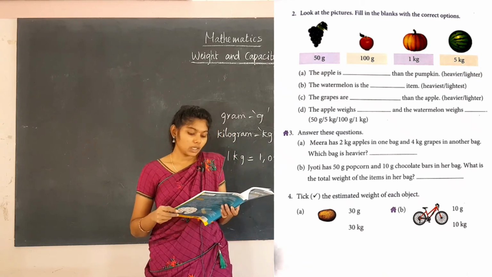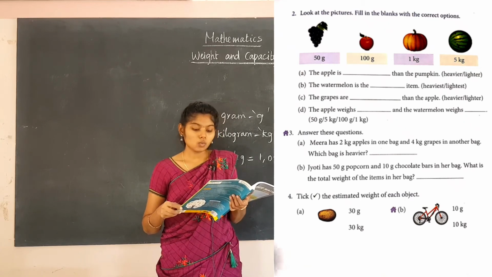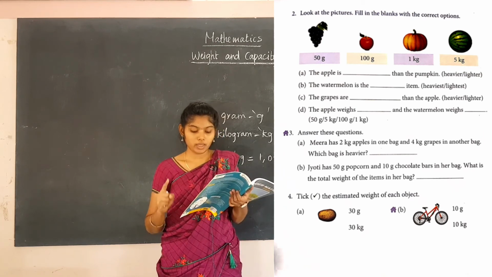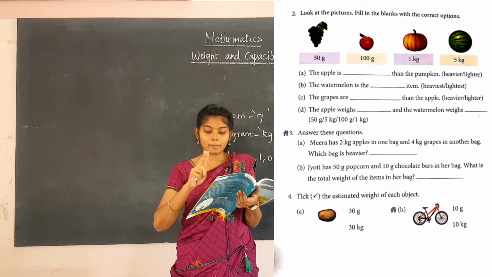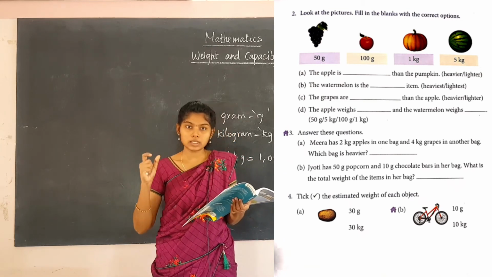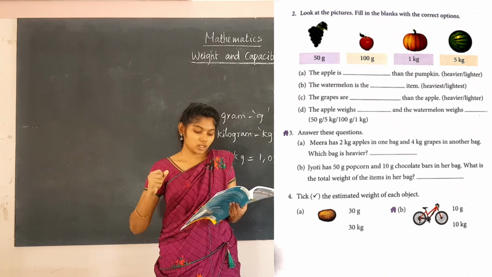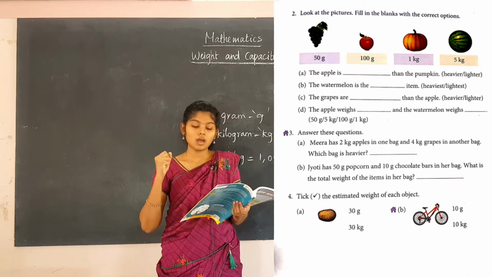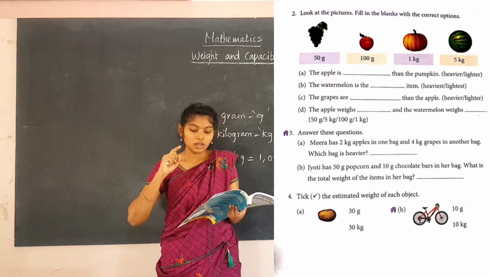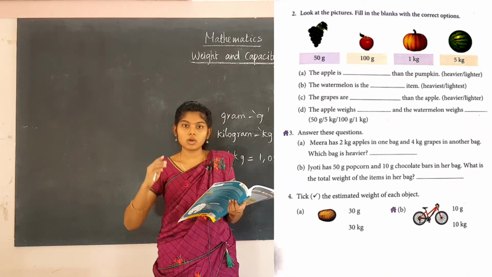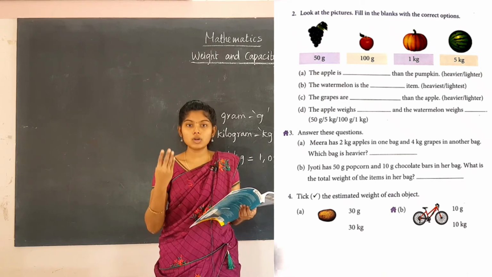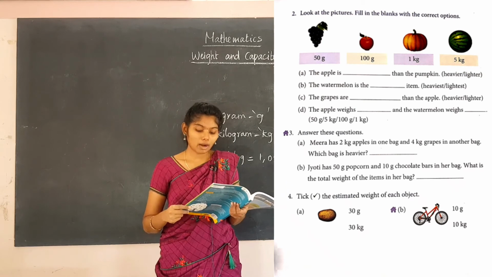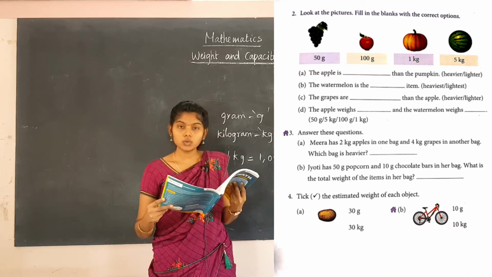Answer these questions. Meera has 2 kilogram apples in one bag and 4 kilogram grapes in another bag. Which bag is heavier? So here 2 kg of apples in one bag. Kg means kilogram, which is weight. Meera has one bag of 2 kg apples and another of 4 kg grapes. So which one will be the heavier one? The bag of grapes will be heavier because that is the highest. Comparing 2 and 4, 4 is the bigger number. So 4 kg is the heaviest. So you have to write the answer as bag of grapes. Do that one as your homework.